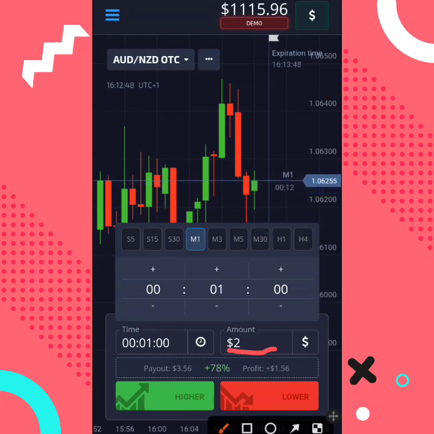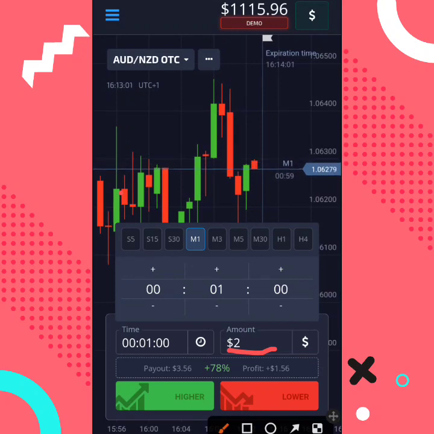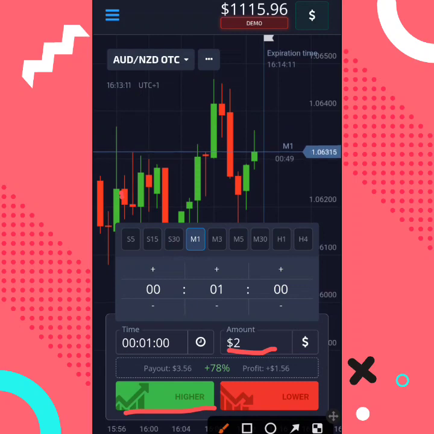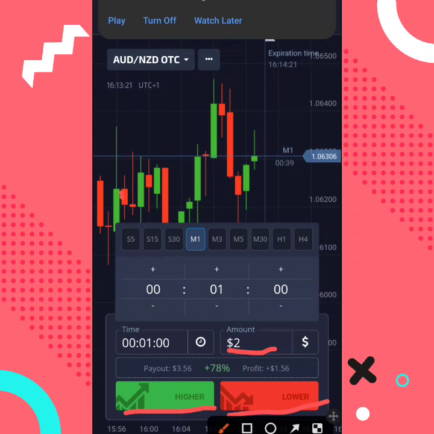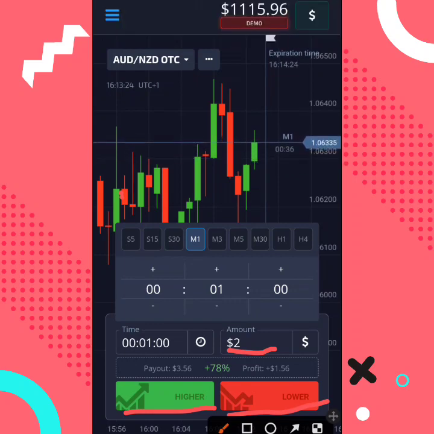Now, what we do in binary options is to predict the direction of the market in a specific period of time. So if I say in the next 1 minute, the price of one asset against another will rise, then I will choose this button here called higher. And if in my own analysis I see that the price of one asset against the other asset may fall in the next 1 minute, I will choose this red button called lower.